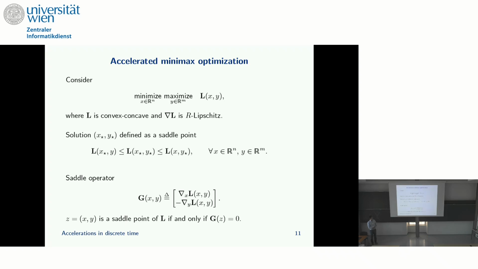And we'll consider the saddle operator, where we take the gradient with respect to the x variable, which we're trying to minimize with respect to. And then we take the gradient with respect to the y variable, which we're trying to maximize with respect to. And then we put a negative sign over here, because we're trying to minimize with respect to x and maximize with respect to y. So there's a difference in objective, and the negative sign compensates for that. Also this way, this operator G is a monotone operator. And the solutions to this minimax optimization problem are now characterized by the zeros of this saddle operator G.